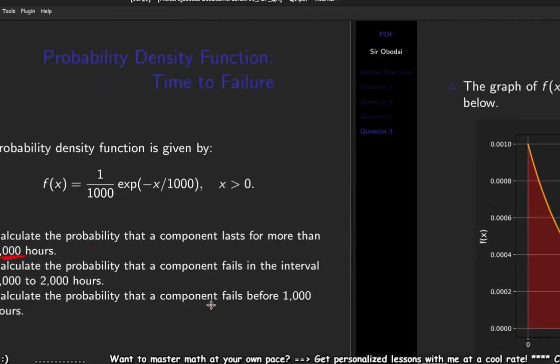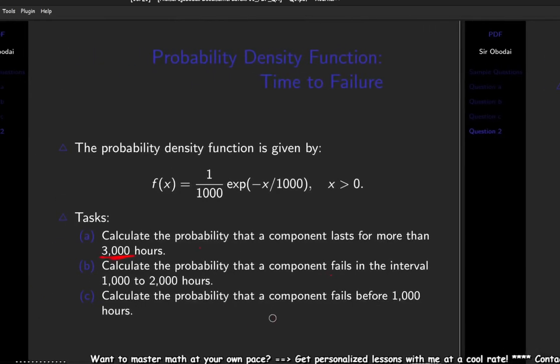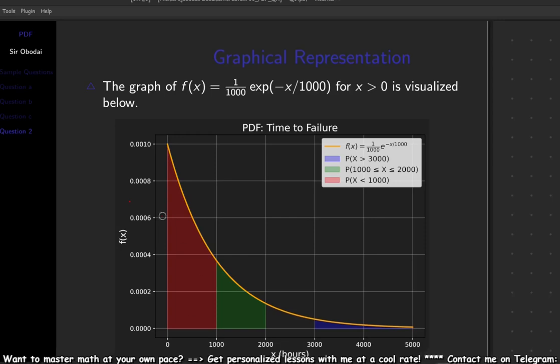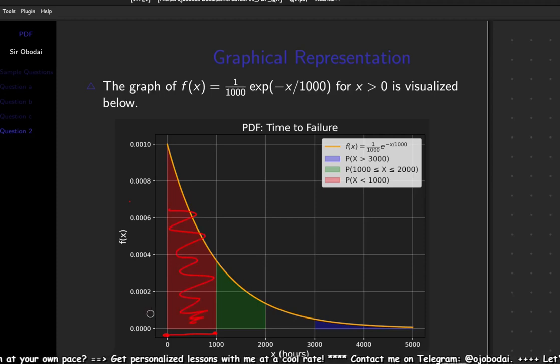And then our last part was to calculate the probability that the component fails before 1,000. If we come back to our diagram, before 1,000 will be from 0 all the way to 1,000, and that is what I have represented here with the red. So let's quickly go into the first question.